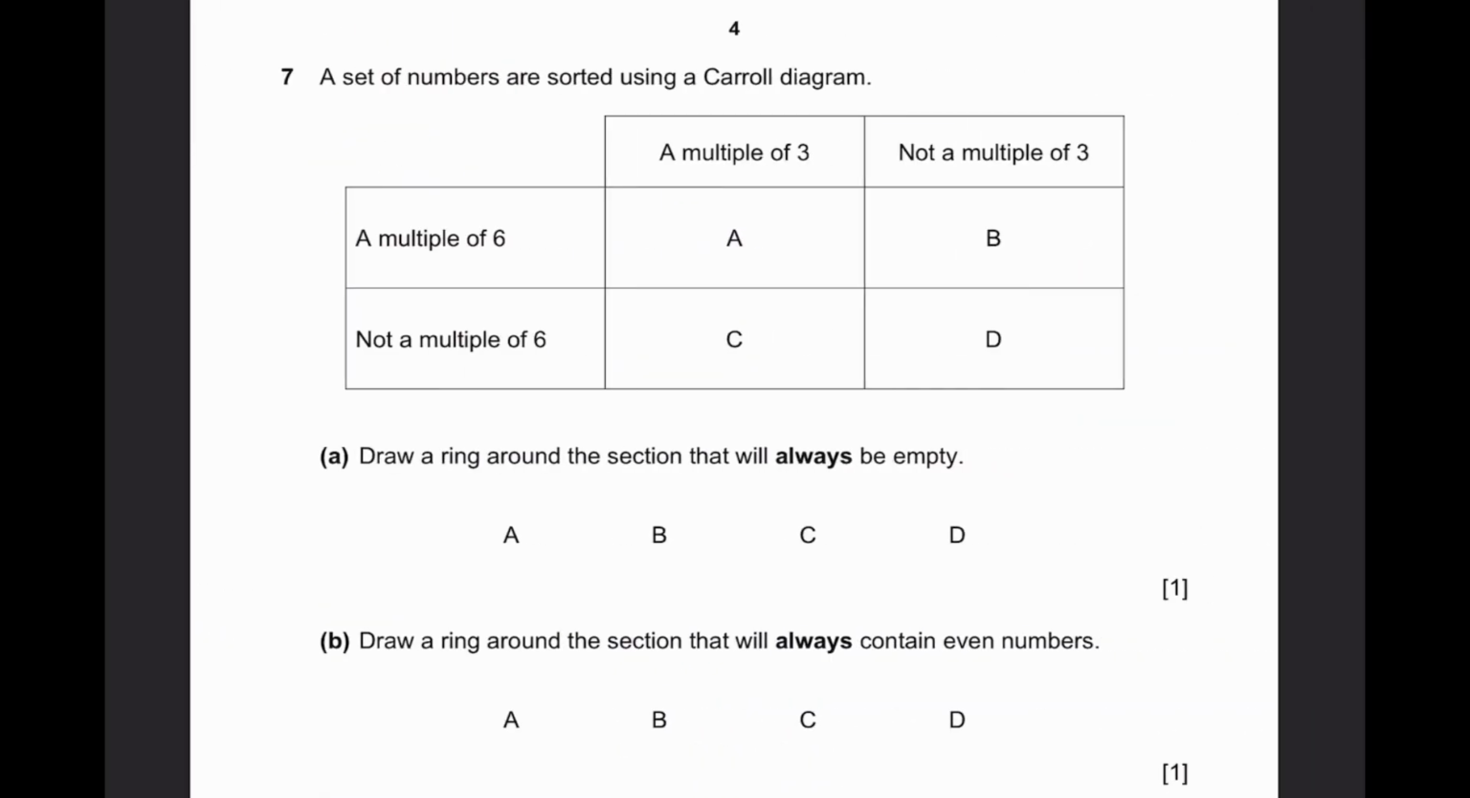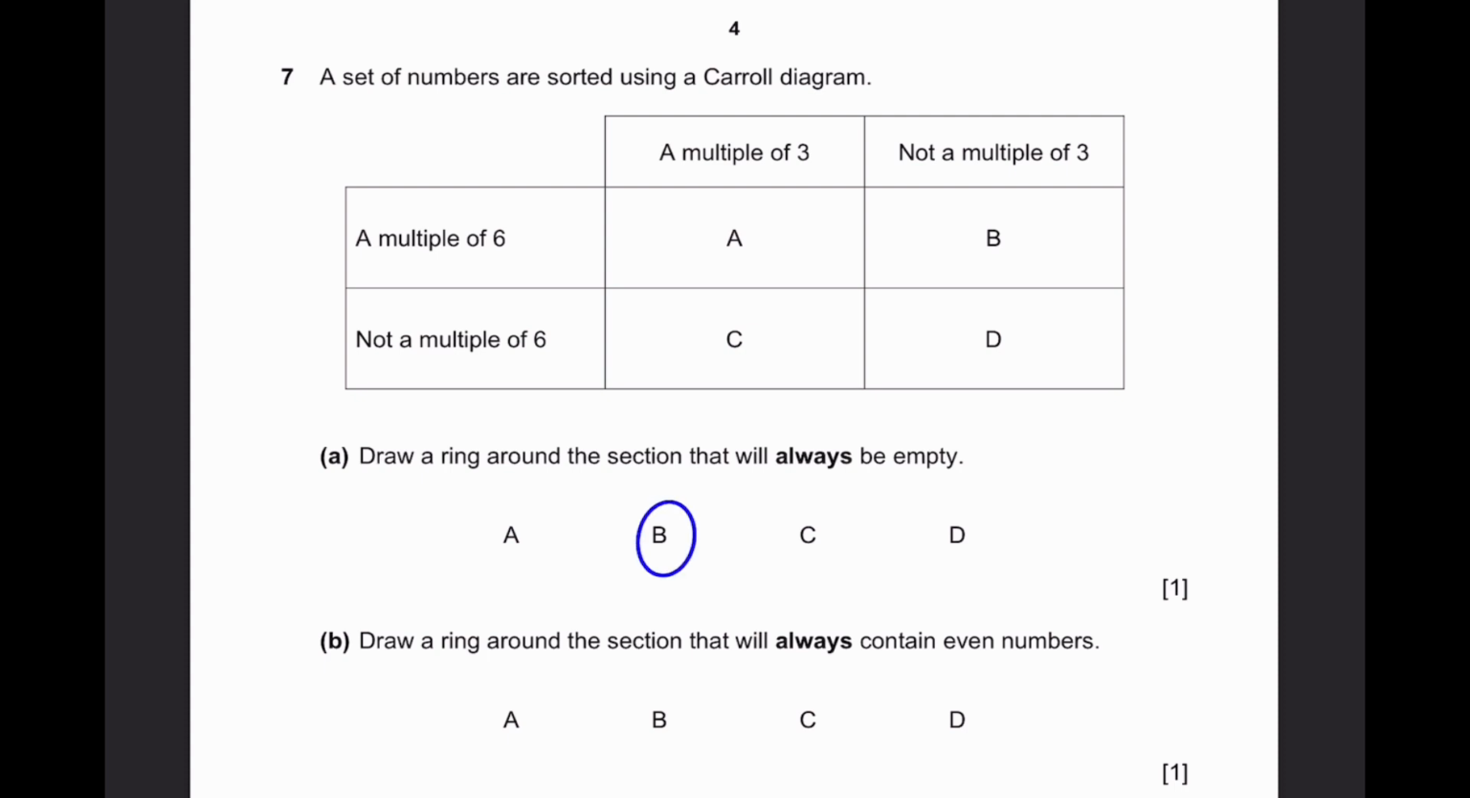A set of numbers are sorted using a Carroll diagram. A. Draw a ring around the section that will always be empty. Well, if a number is a multiple of 6, it has to be a multiple of 3, right? But then, how is it possible that there's something not a multiple of 3 and it's a multiple of 6? So that'll always be empty, which means it's B.